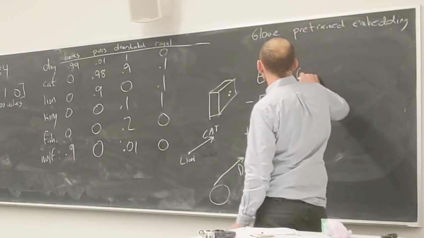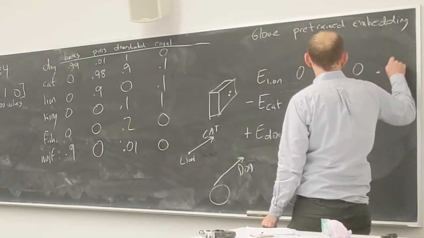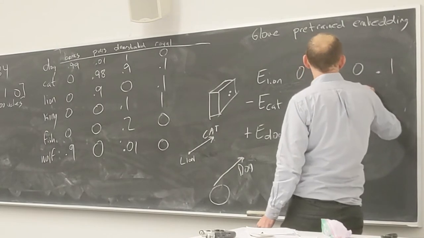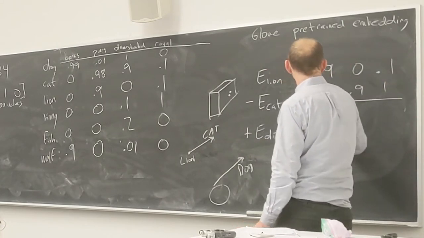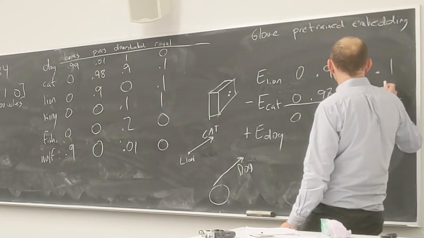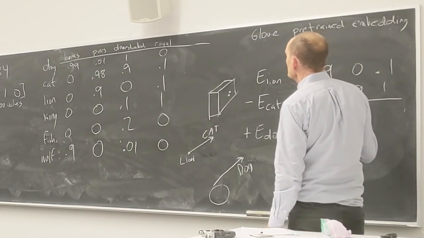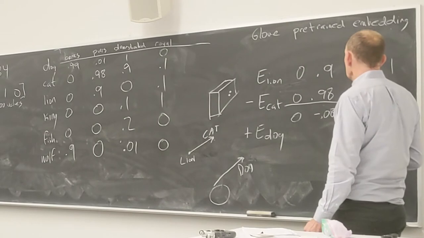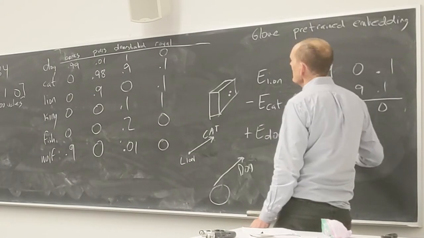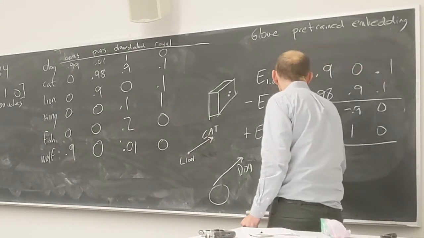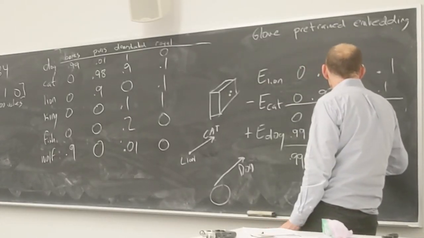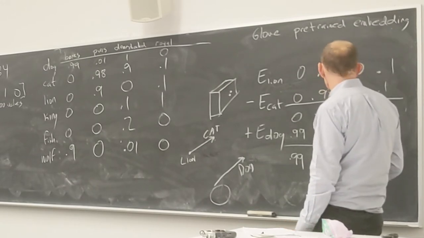So lion is 0.9, 0.1. Cat is 0.98, 0.9, and 1. So if I subtract those two, I get negatives. 0.08, negative 0.9, and 0. And then if I add dog, 0.99, 0.01, 1, and 0, I get 0.99, negative 0.07, 0.1, and 0.